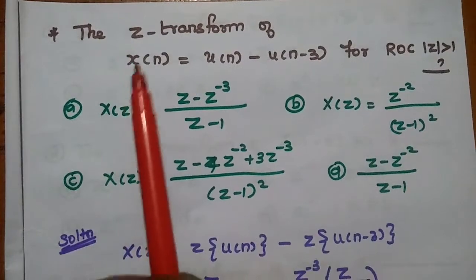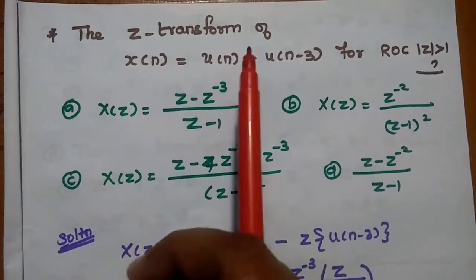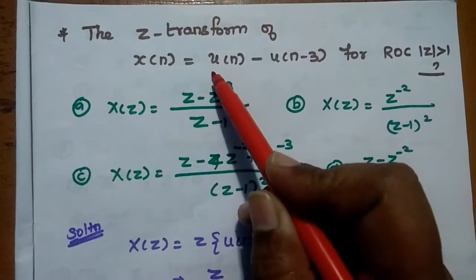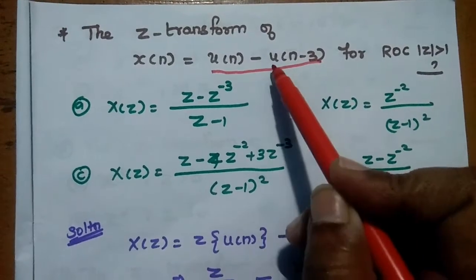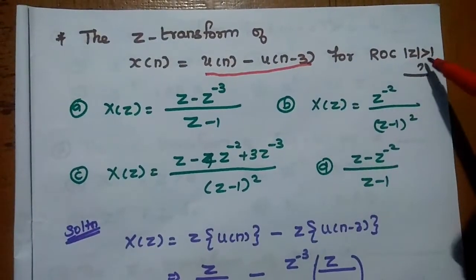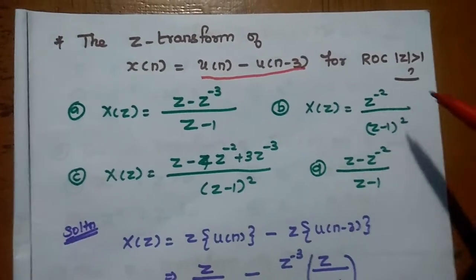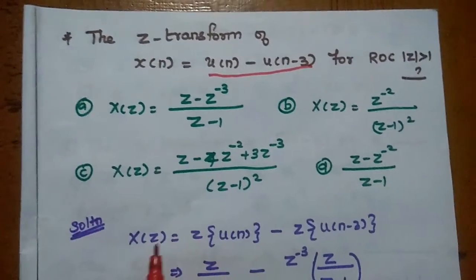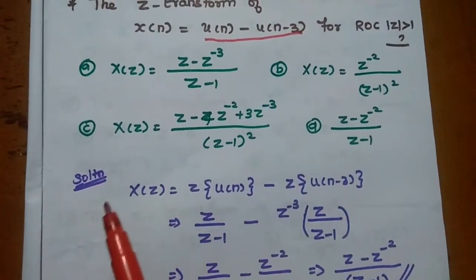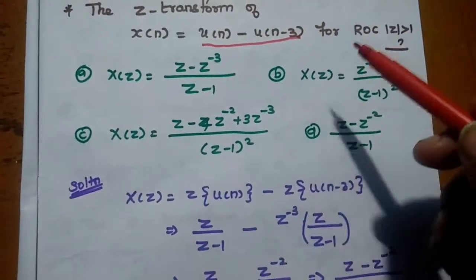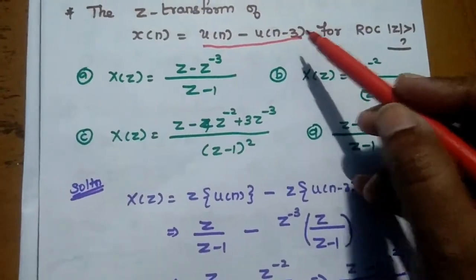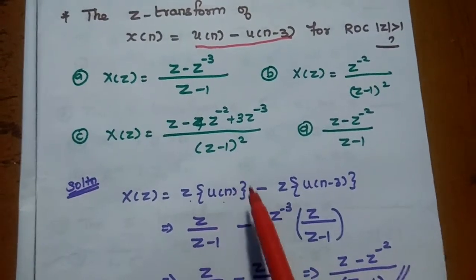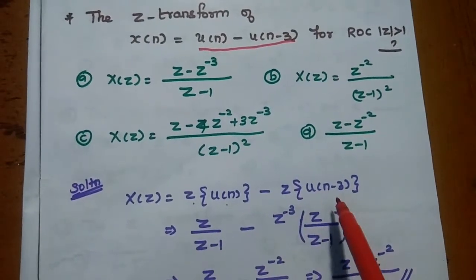The next multi-choice question is the Z transform of u of n minus u of n minus 3. What's the question? The Z transform of u of n minus u of n minus 3 for ROC z greater than 1. What's the answer for this? There are 4 choices given. We are going to find out the correct answer. For that we can use the time shifting property. Here, u of n minus 3. So X of z is equal to the Z transform of u of n minus the Z transform of u of n minus 3.